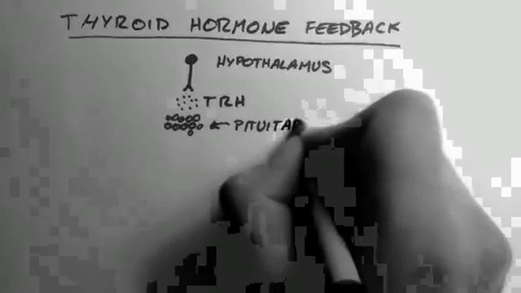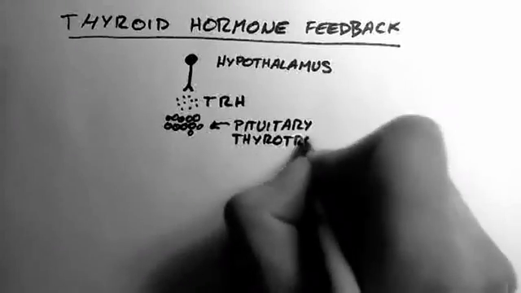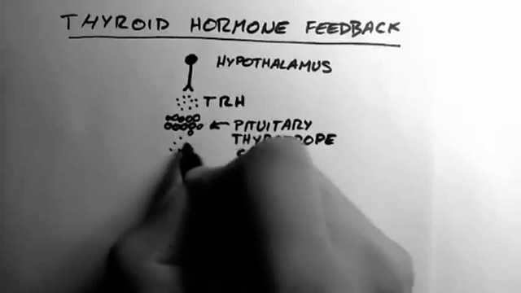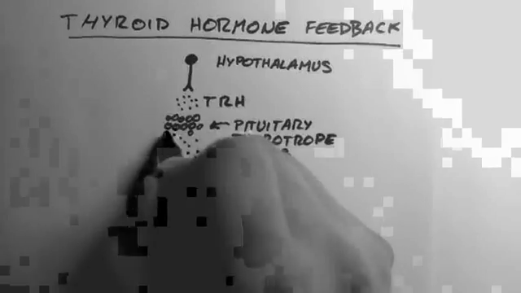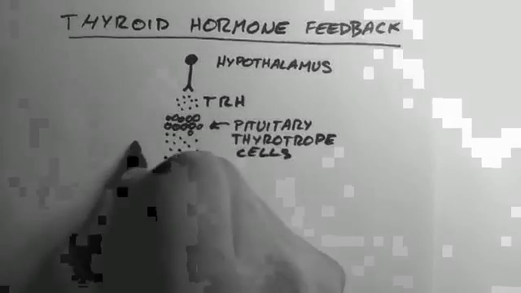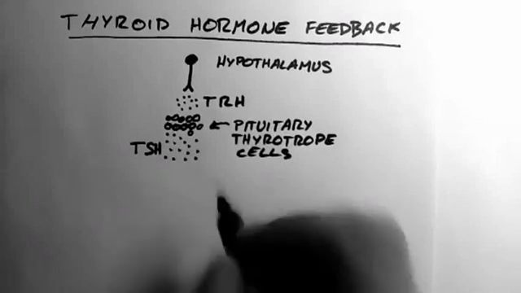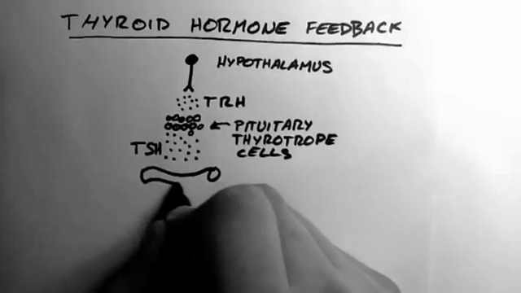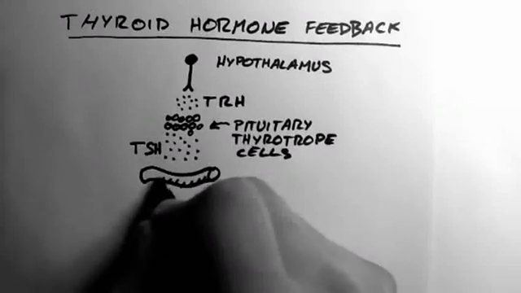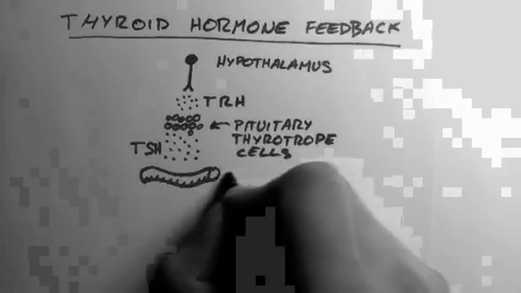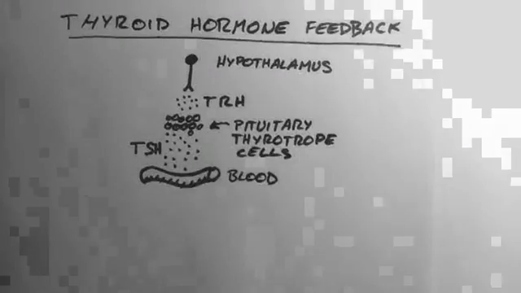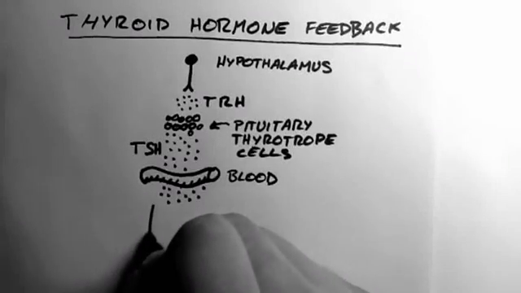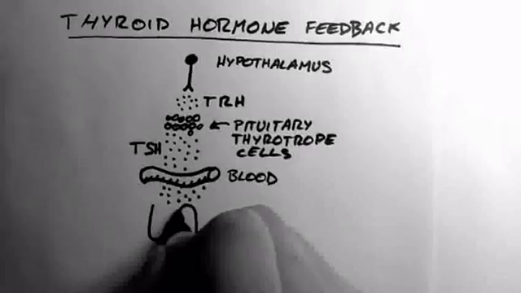If you don't know what these words mean, have a look at the thyroid hormone control video. The thyrotrope cells then release TSH into the bloodstream. And then it diffuses out of the bloodstream into the thyroid gland.